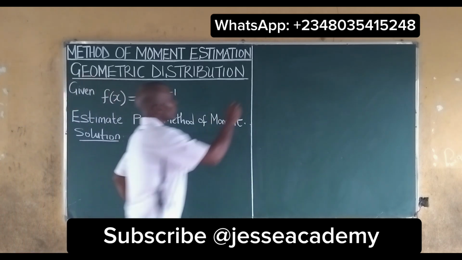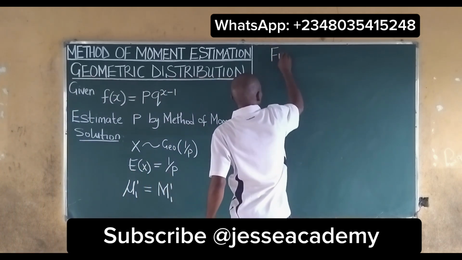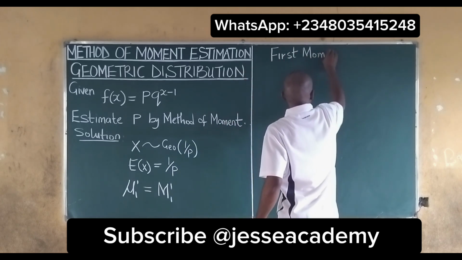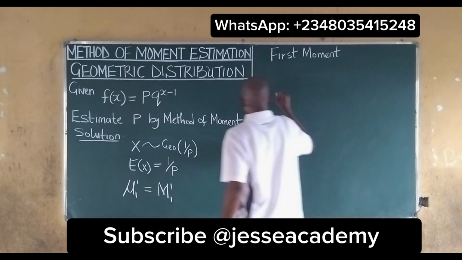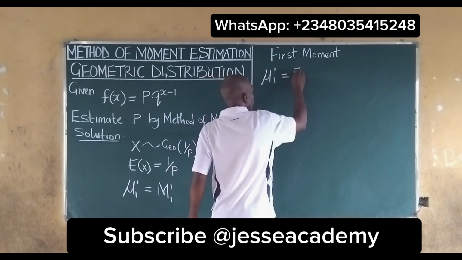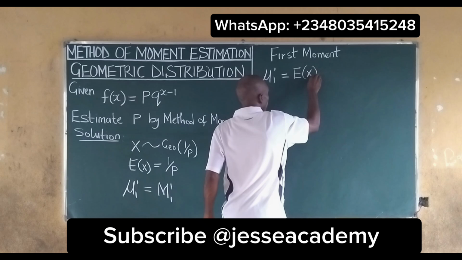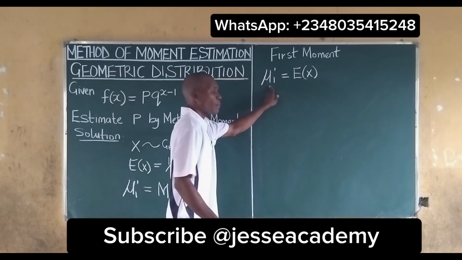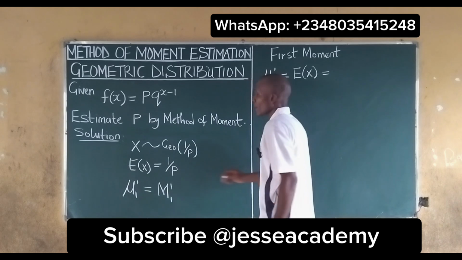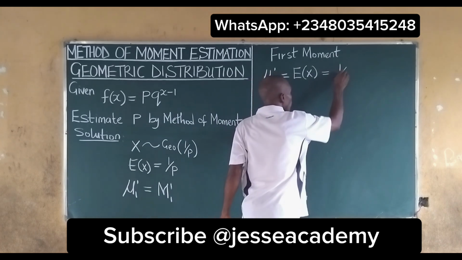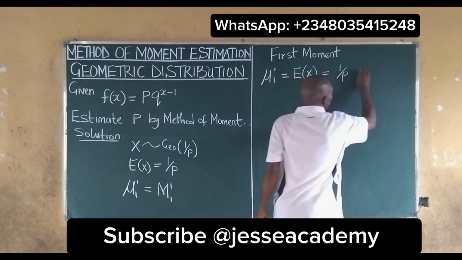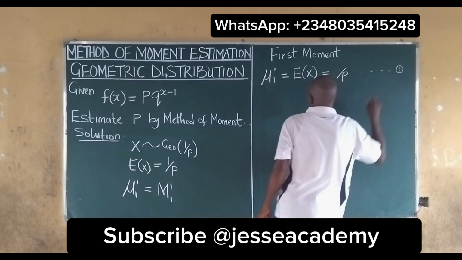So, for the first moment, since we are estimating just one parameter, we have that mu is equal to the expected value of X, that means the population mean. And the expected value of X is equal to 1 over p. We take this as our equation 1.